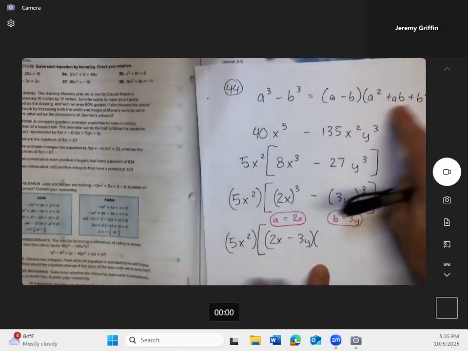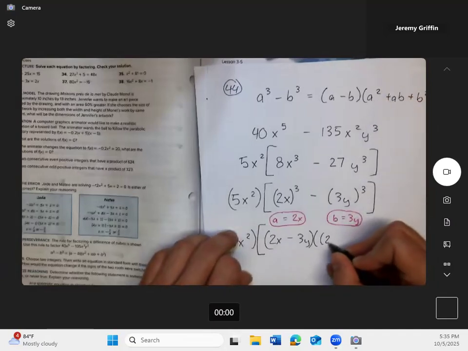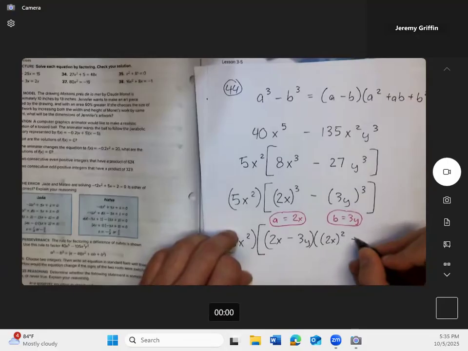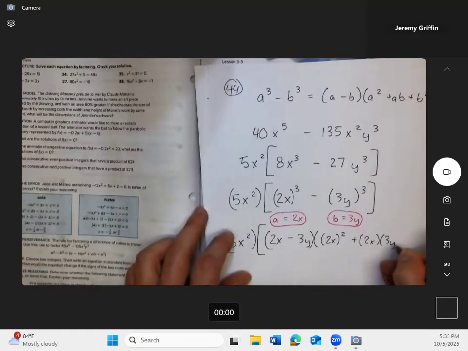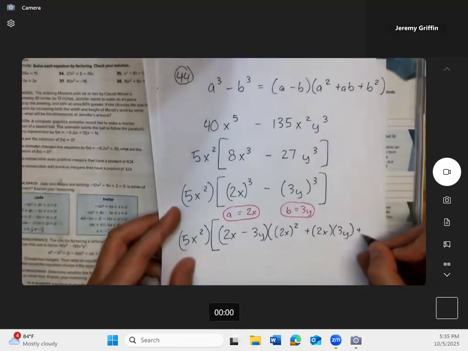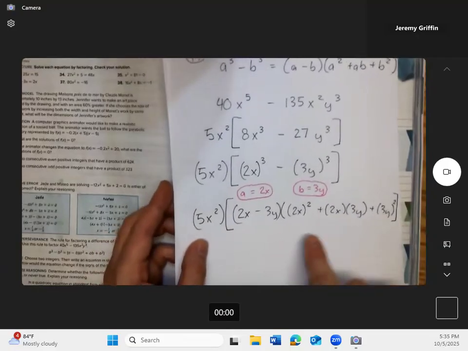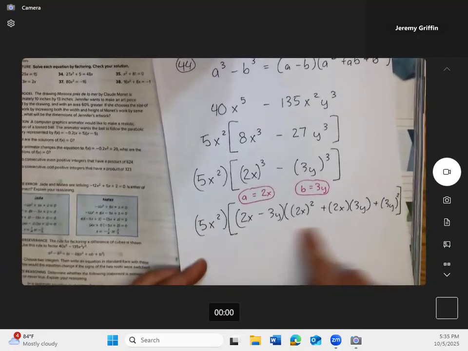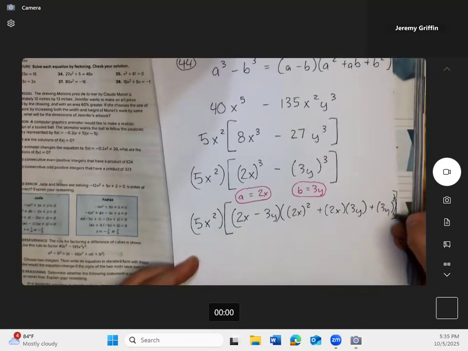And then this right here. So I need the a squared, that's like 2x being squared, plus and then ab. I got a 2x and a 3y. And then I got a plus 3y being squared. Okay, just fit that in right there. Okay. I think I could clean this up a little bit more. Like this should be a perfectly valid answer.